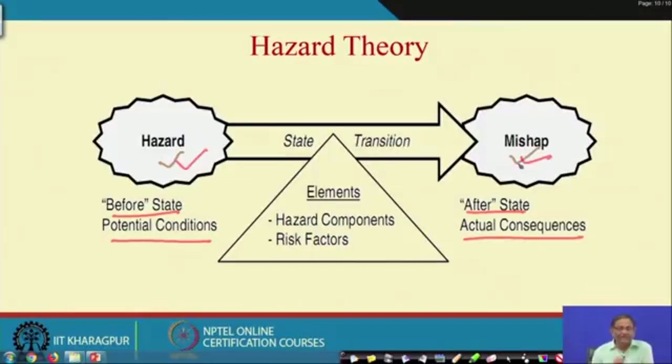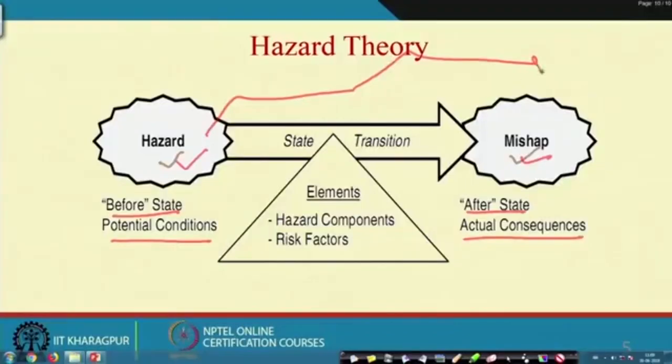That means hazard is a state and accident is another state. So, there is state transition for any system, for any workplace, for any job. And, with reference to hazard theory, how the hazard state is converted to the accident state, you have to identify, you have to know, you have to find out the path. So, that transition path, if you know how a hazard will ultimately lead to an accident and accordingly the path is known, then much work is completed.